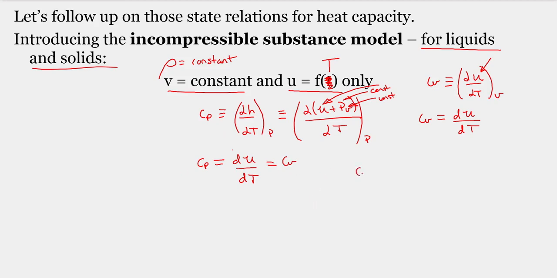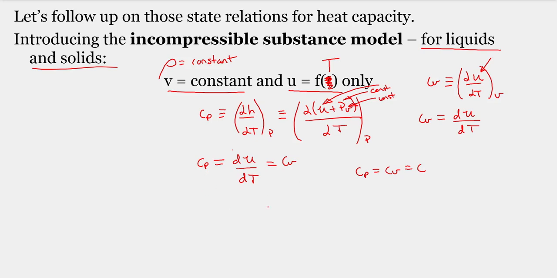So what it's saying to us is that the Cp is equal to Cv, and so we can just drop the subscripts. There is only one specific heat that is necessary for us to describe an incompressible substance. Or, if you prefer, we only need one specific heat to describe liquids and solids.